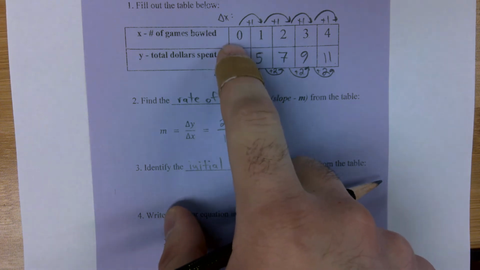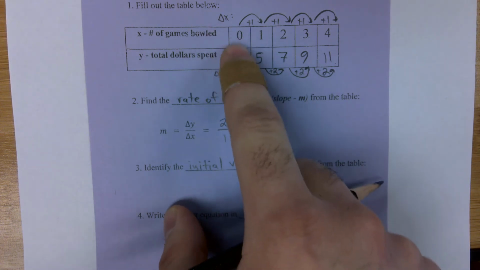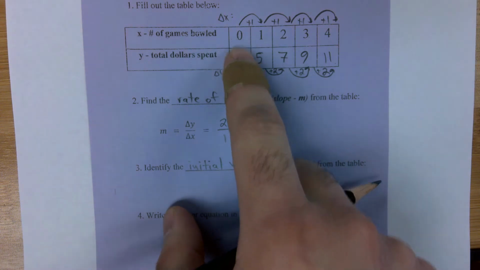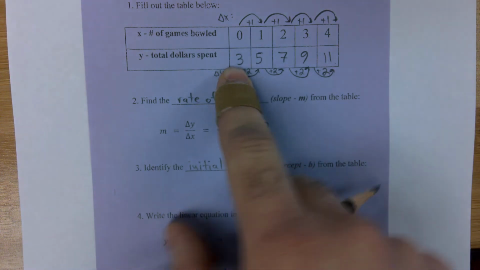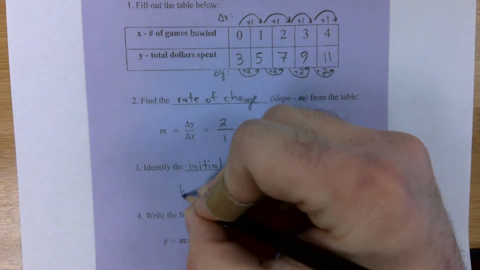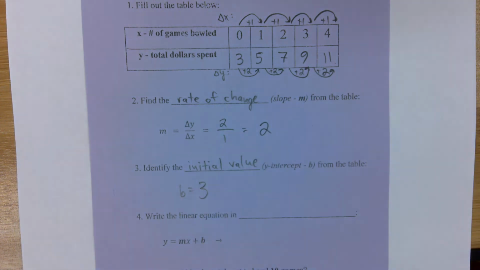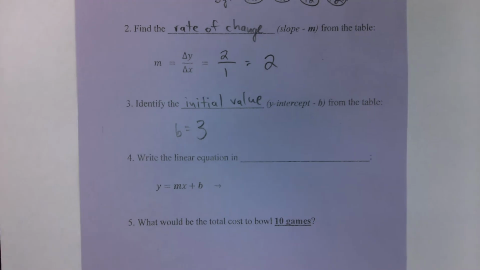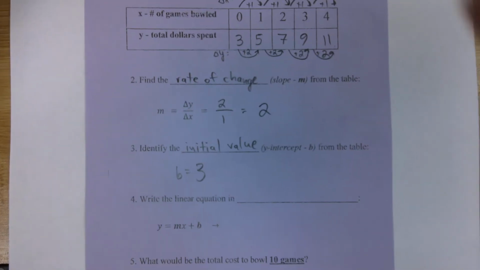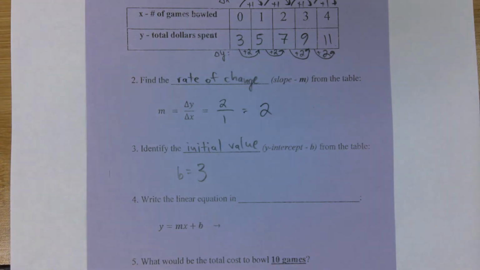That's right. It's right underneath that 0 for an x value. Whenever we see a 0, we look right underneath it for our y-intercept. So that's going to be 3. So our initial value, the money that we have to spend before we even start playing any games, is $3.